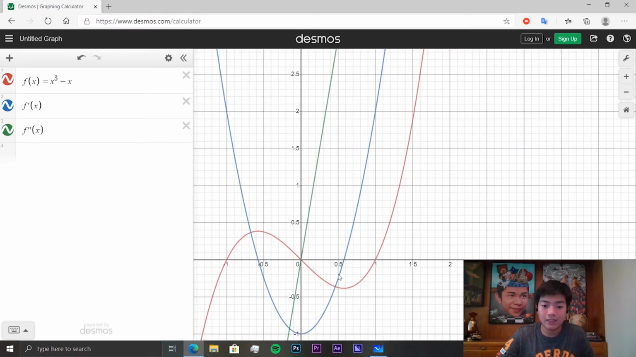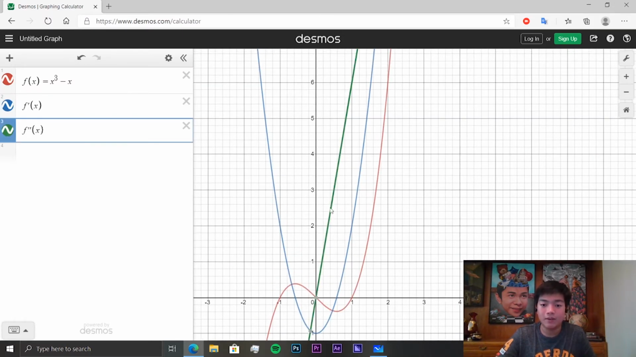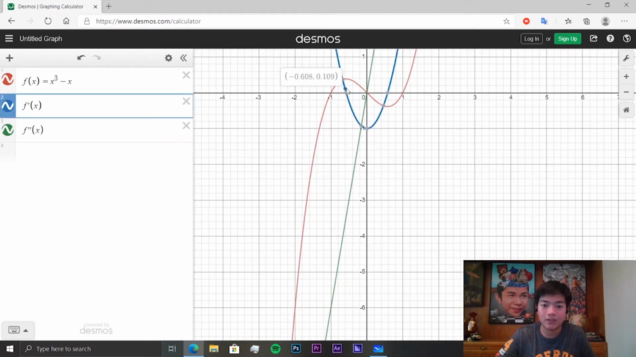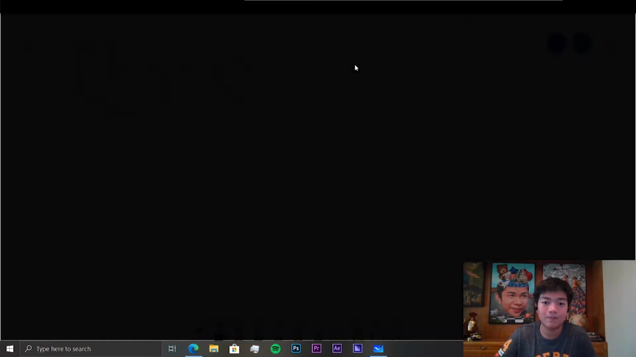As you can see at this point, 0.577, we have a positive second derivative, which tells us that this is a minimum, and conversely over here at negative 0.577, we have a negative second derivative, which tells us it's a maximum. So we can use this to our advantage.